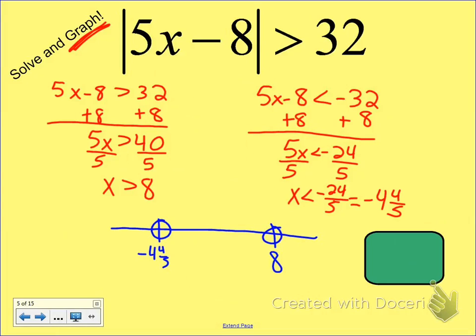Excuse me. And now we need to graph this. It's x is greater than 8. So that means we're going to go to the right of 8 because all the numbers here are bigger than 8. Then we want x is less than negative 4 and 4 fifths. So we go to negative 4 and 4 fifths, and we're going to color in to the left of those because those numbers are less than negative 4 and 4 fifths. So that is your answer.